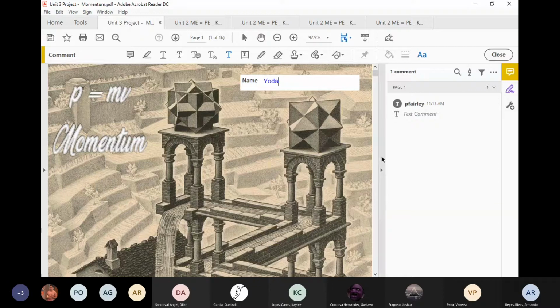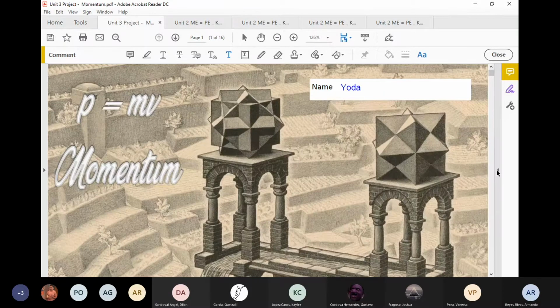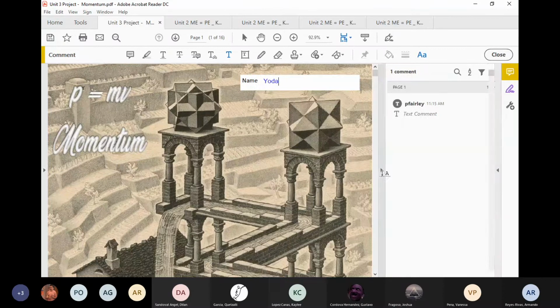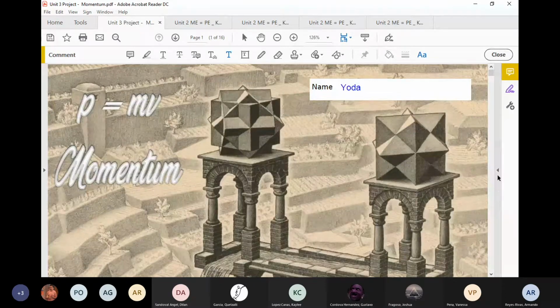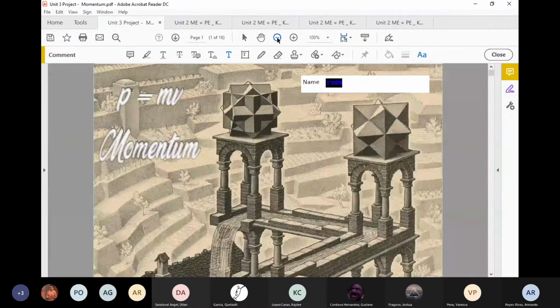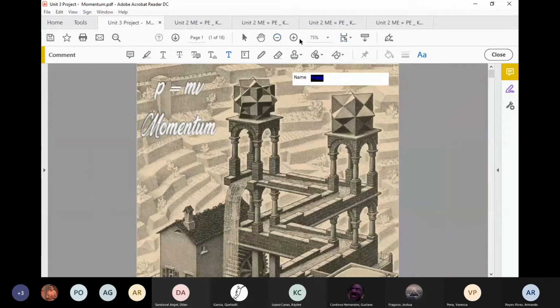Another thing that you might like, it's up to you. If you want to see every comment that you're making, well, then keep this open. But if you'd rather just get it out of the way, you can just use this arrow right here. And it kind of gives you a little more space to work with. Although I think I've zoomed in a little too much, so I'm going to zoom back out. Up here, we can zoom in and out.